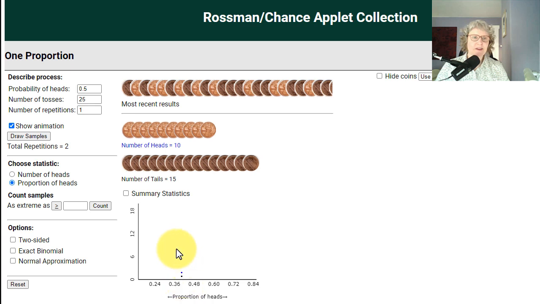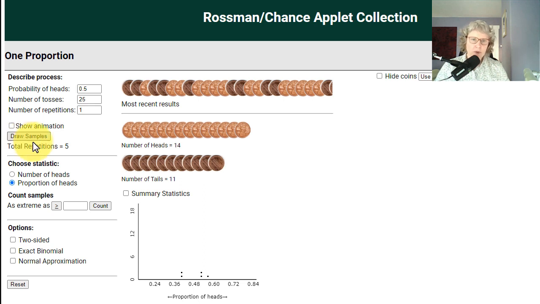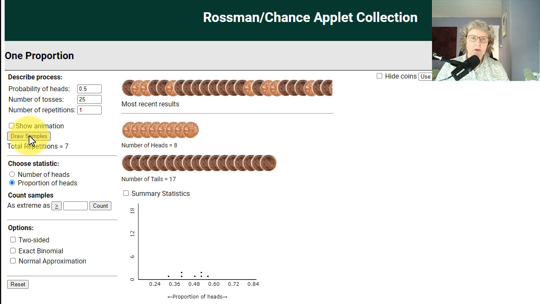Okay, now I want to do it some more, but I'm going to uncheck show animation because it takes kind of a long time. And you'll see if I hit draw sample again, now it just shows the picture. And now we got 13 heads out of 25. I'm going to do a few more of those. And you can see that each sample of 25 is one dot on this dot plot here. This graph is called a dot plot. I'm going to keep going. I'm going to go up to 10.